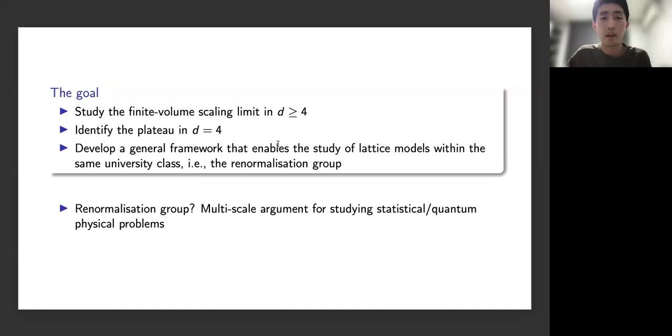So our method was the renormalization group method. I don't think many of you are familiar with this terminology, but it just means a multi-scale argument mainly used by physicists for studying statistical and quantum physics. However, recently, probabilists have also been importing their methodologies, and it has proven quite fruitful in this context of lattice models.